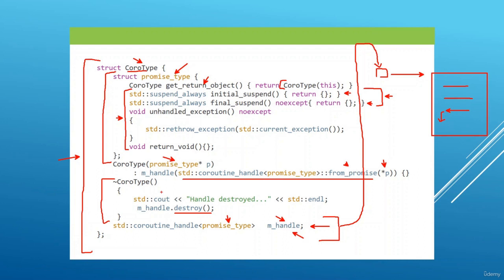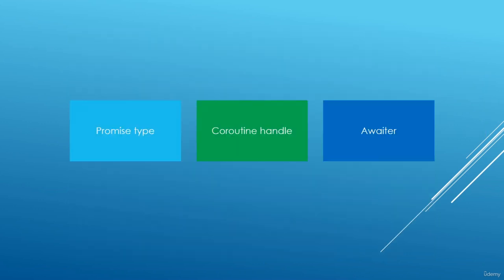This is something you should know. If you don't do this, you're going to leak this memory, and that's going to be really bad. You don't want to do something like this. Okay, so by now we have seen the promise type and we have seen the coroutine handle.